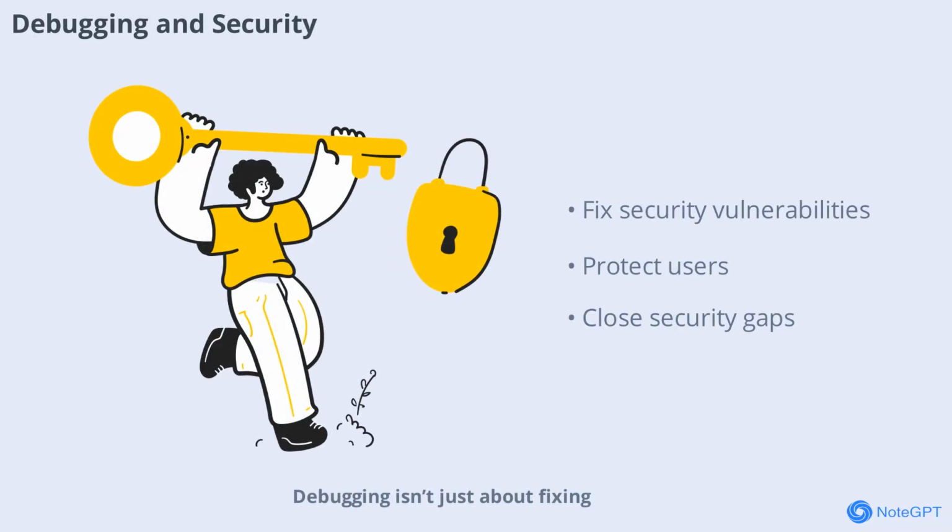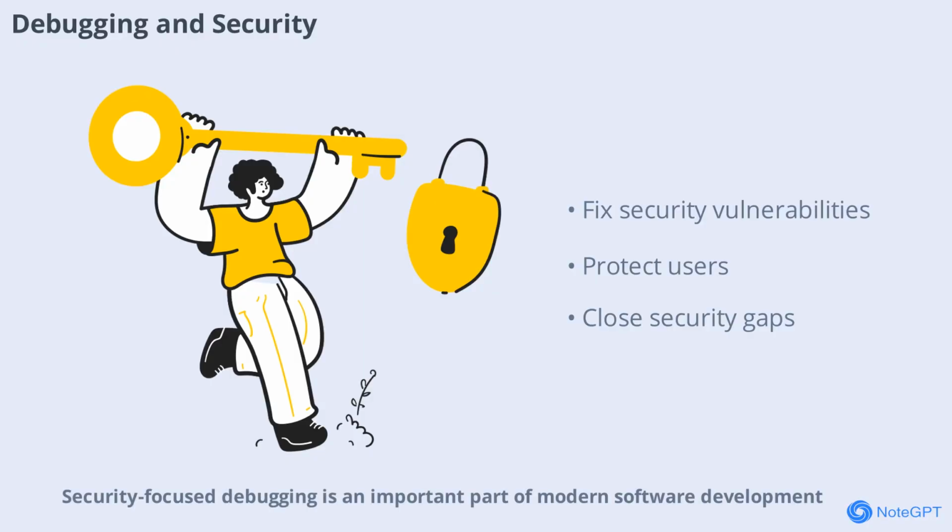Debugging isn't just about fixing functional errors, it's also crucial for security. Bugs can create vulnerabilities that hackers exploit. By thoroughly debugging code, developers can close security gaps and protect users from potential threats. Security-focused debugging is an important part of modern software development.